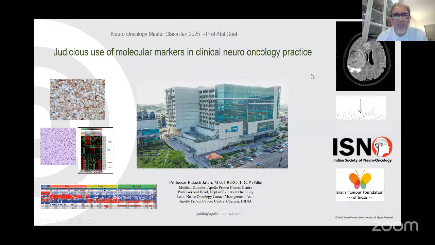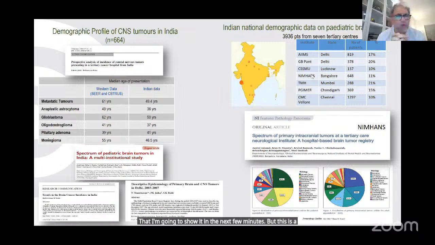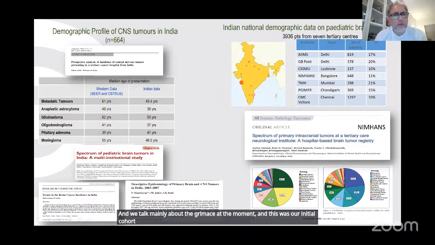Because the topic was on neuro-oncology, I thought the first slide should be that we have actually for the last 20 years or so collected a fair amount of data, both from the neurosurgical oncology perspective, but also from the adjuvant perspective, the demographic perspective, the molecular information that I'm going to show in the next few minutes. But this is a very old slide, basically trying to demonstrate the differences of demography in common tumors. And we talk mainly about the gliomas at the moment, and this was our initial cohort when I was working at Tata Memorial compared to the Western data of Central Brain Tumor Registry of the United States.